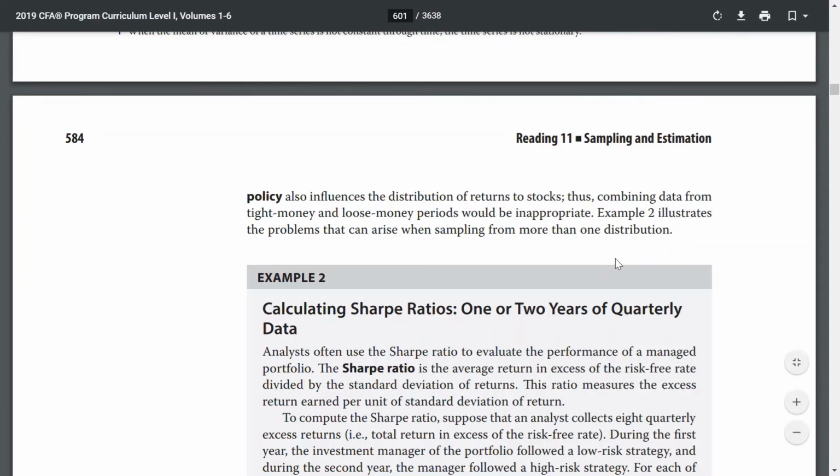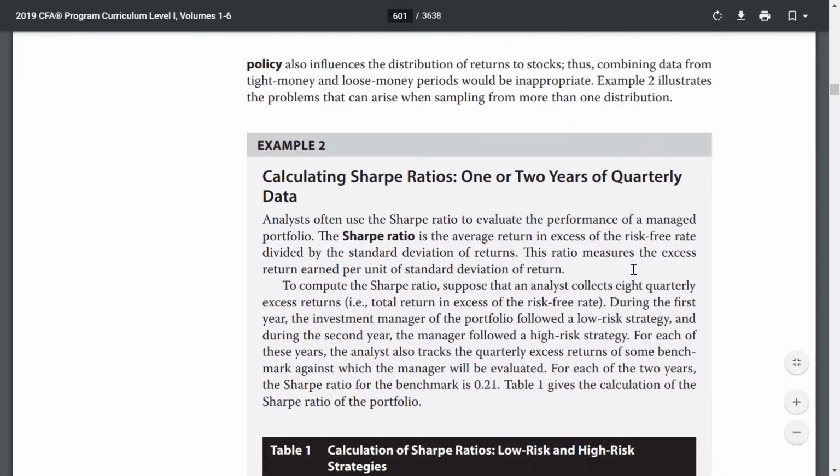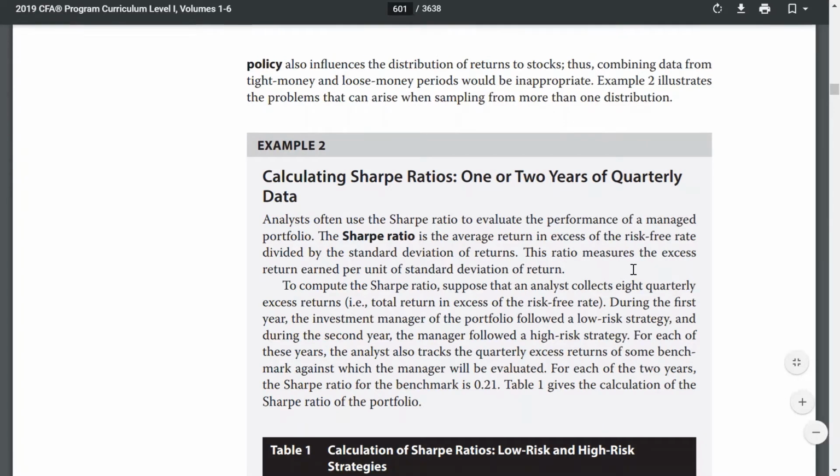Example 2 illustrates the problem that can arise when sampling from more than one distribution. Example 2, calculating Sharpe ratios, one-year, two-year, or quarterly data.